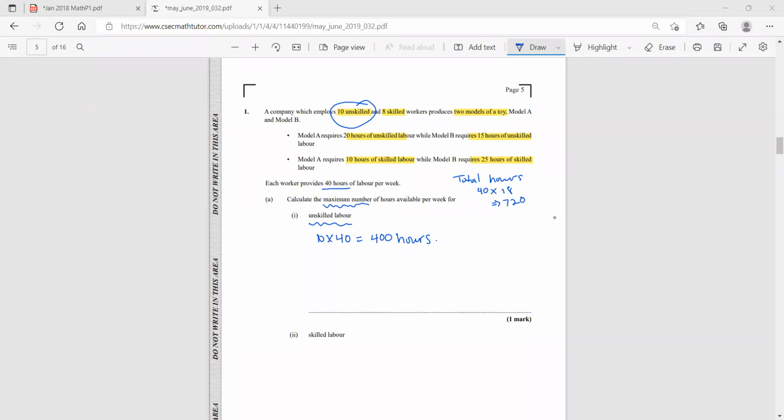So we're doing May, June 2019, paper 3. A company which employs 10 unskilled and 8 skilled workers produces 2 models of toys, model A and model B. Model A requires 20 hours unskilled, and model B requires 15 hours unskilled. Model A requires 10 hours of skilled and model B requires 25 hours of skilled.